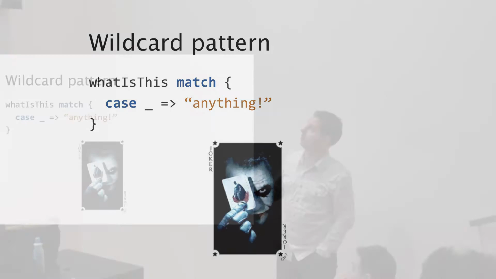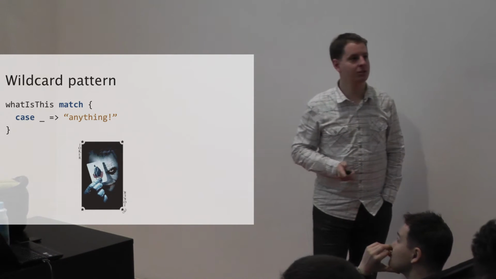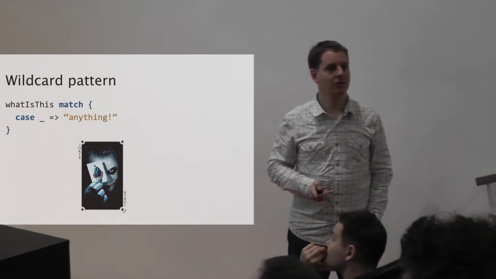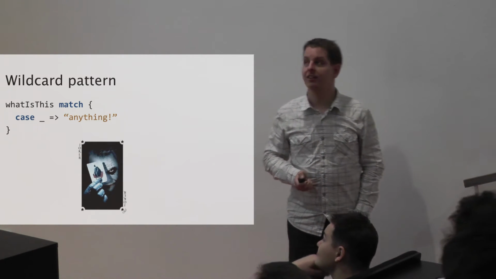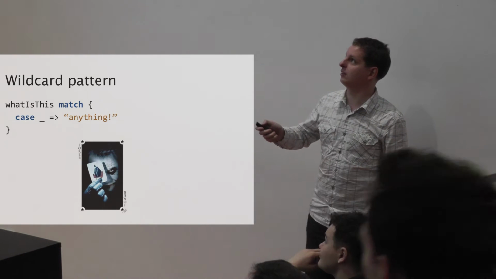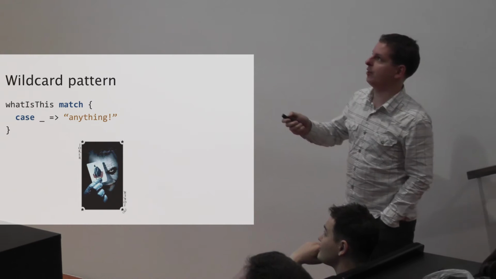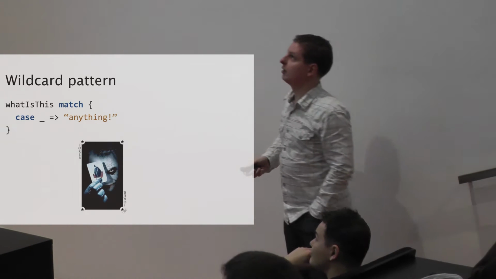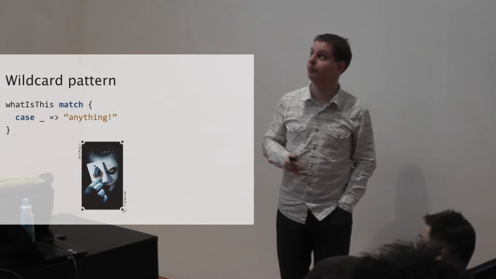So if you write this code, what does it do? What does it return? A string called anything. So you gain almost nothing with this code alone, but the wildcard pattern is usually used as a default branch.